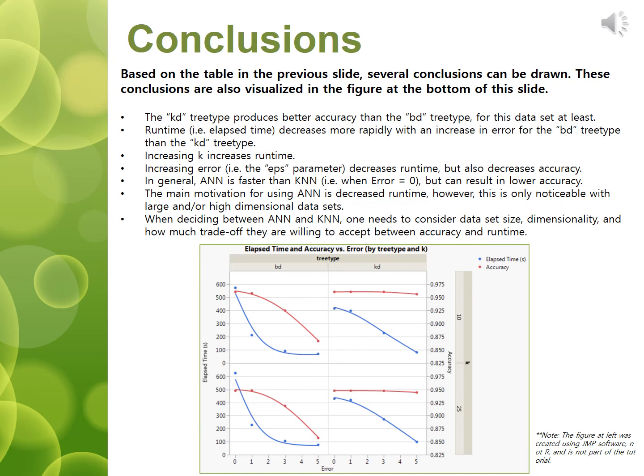In general, approximate nearest neighbors is faster than k-nearest neighbors, i.e. when error equals 0, but can result in lower accuracy. While this decrease in runtime is the main motivation for using approximate nearest neighbors, it is only noticeable with large and/or high-dimensional datasets. For example, running approximate nearest neighbors on the small iris dataset, i.e. 150 instances with 4 attributes each, is no faster than standard k-nearest neighbors. Overall, when deciding between approximate nearest neighbors and k-nearest neighbors, one needs to consider dataset size, dimensionality, and how much trade-off they are willing to accept between accuracy and runtime.